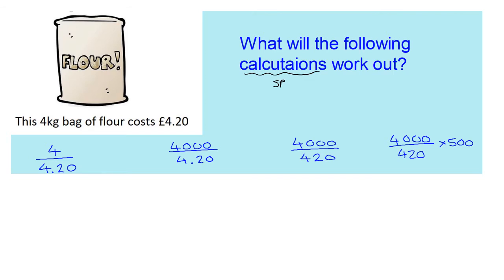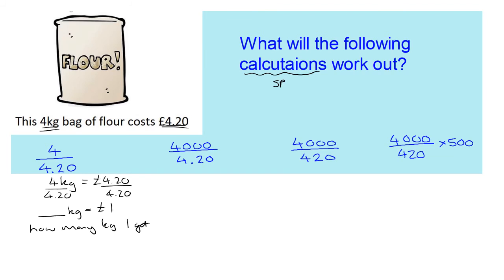Never mind. Right, so 4 and 420, both in the questions. Let's write down a fact we know is true. 4 kilograms equals £4.20. The 4 in the question is being divided by 4.20, so let's do that to both sides. And you should be able to see very quickly it's how many kilograms I get for £1. So how many kilograms of flour I get for £1.